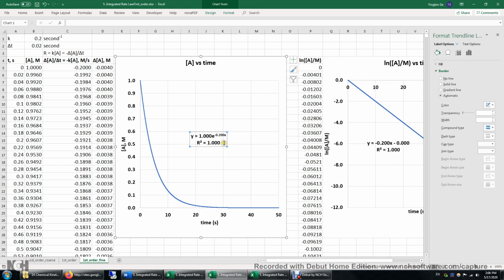Look at this equation we got. Y equals 1.000, that's the initial concentration of A, times e to the power of negative 0.2x. X is time, 0.200. That's the rate constant. And by using this graph, we can easily find the concentration of A at any time, even beyond 50 seconds. So if I ask you what's the concentration of A at 100 seconds, you just plug in x equals 100 here.